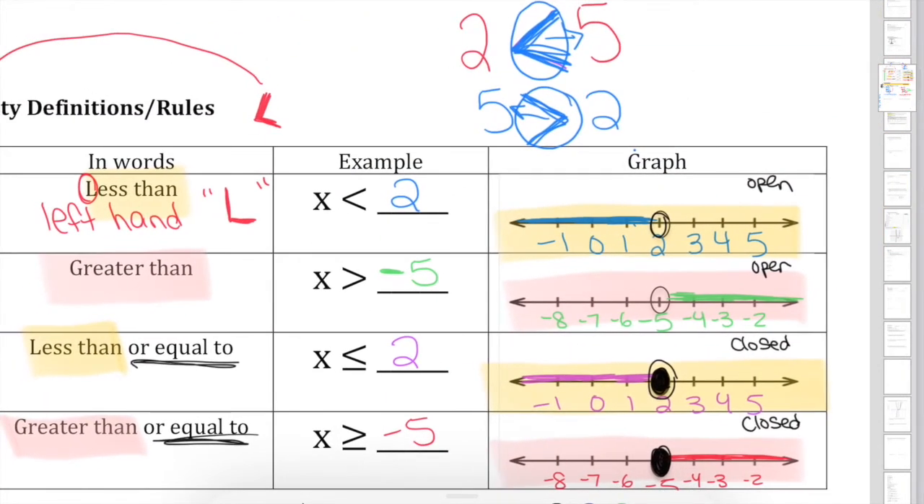Okay, up here, I'll just go back and reference a less than. This one was a less than. It was pointing to the left. We shaded to the left. It's a really nice trick.